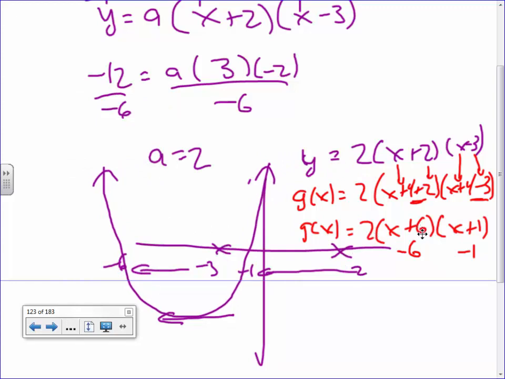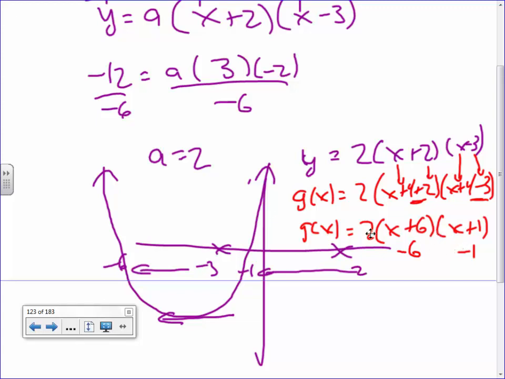2 times 6 times 1. If I don't foil the whole thing, right? But if I were to foil it out, what would the constant term have been? 2 times 6 times 1 would be 12. Does that make sense? I wouldn't foil the whole thing. That's a waste of your time.